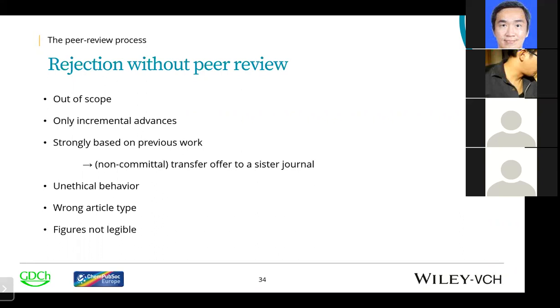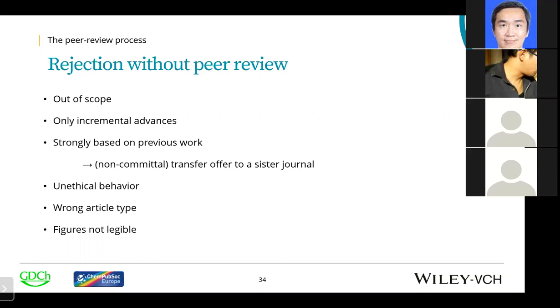And of course, if a manuscript involves unethical behavior, such as plagiarism, basically the large amount of reuse of previously published papers. For example, this also could be data fabrication or falsification. And of course, for us, as a journal that still has strict requirements for article types, if you send us the wrong article type, we will not further consider it.